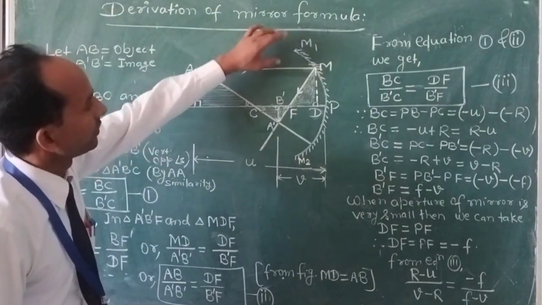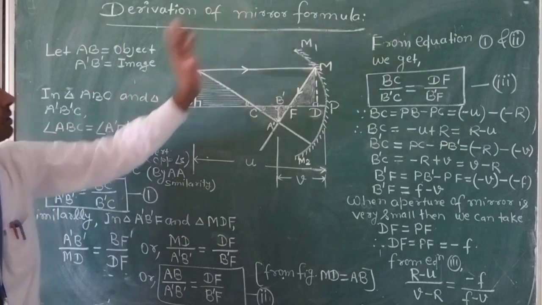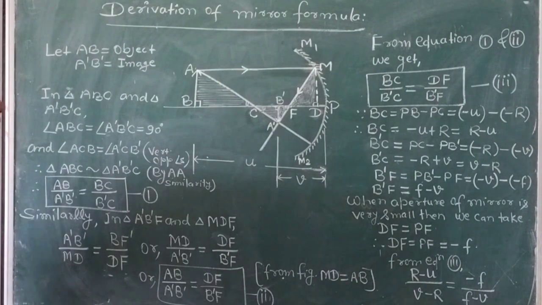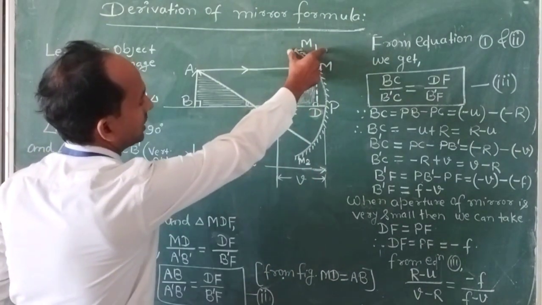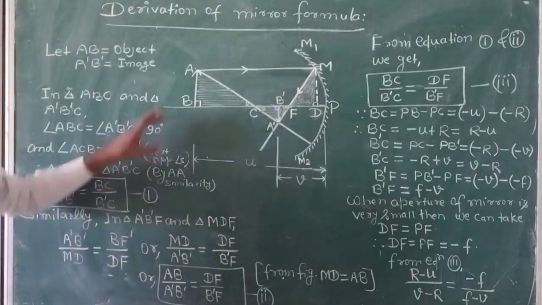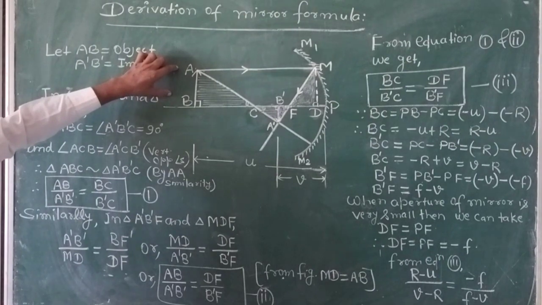In this figure we are discussing the derivation of the mirror formula. What is the derivation of the mirror formula? First of all, we have taken a concave mirror M1 M2 and the object is placed in front of the mirror. That object is AB.